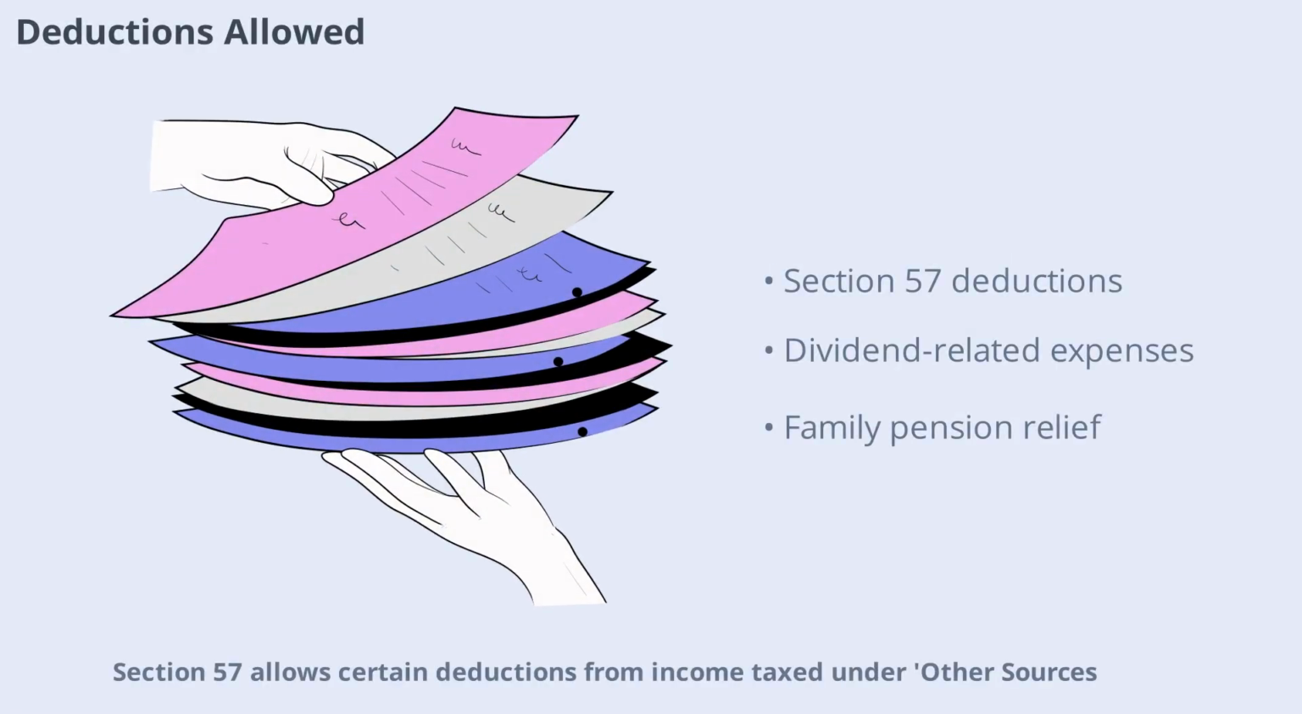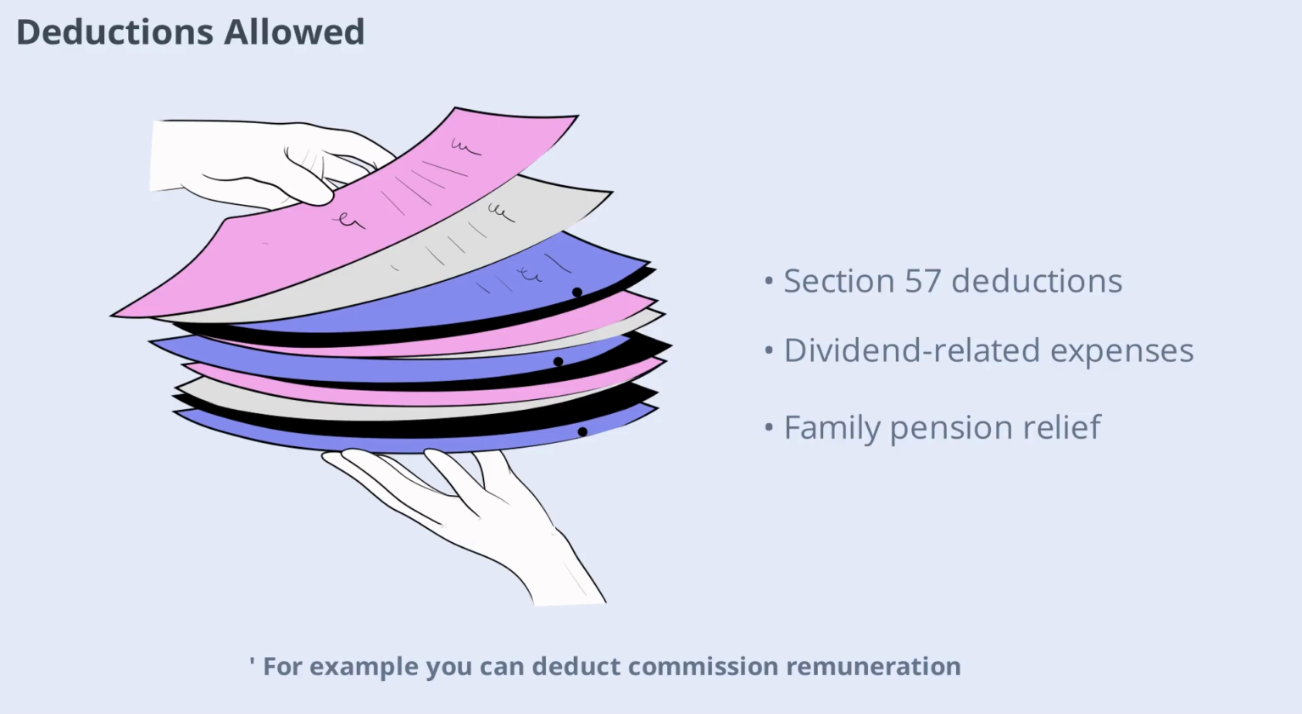Section 57 allows certain deductions from income taxed under other sources. For example, you can deduct commission, remuneration or brokerage from dividend income. For family pension, a deduction of 1/3 of the pension or Rs. 15,000, whichever is less, is allowed. These deductions help reduce your taxable income and provide some relief.